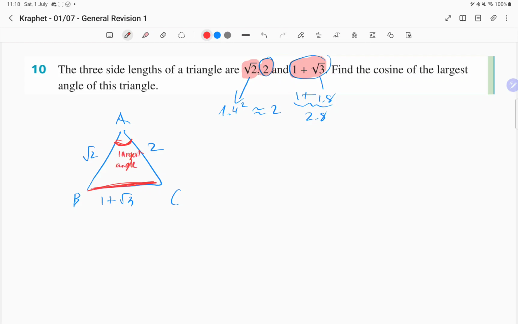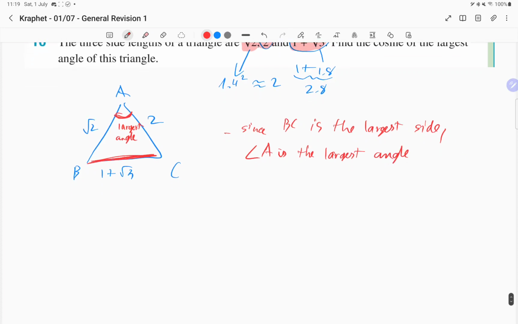The reason why you need this is because you can actually work out cosine of the largest angle straight away in one step. Otherwise, you need to do all of them and then give your answer for the largest angle. So you have to make a reasoning: since BC is the largest side, angle A is the largest angle. Why is that the case?